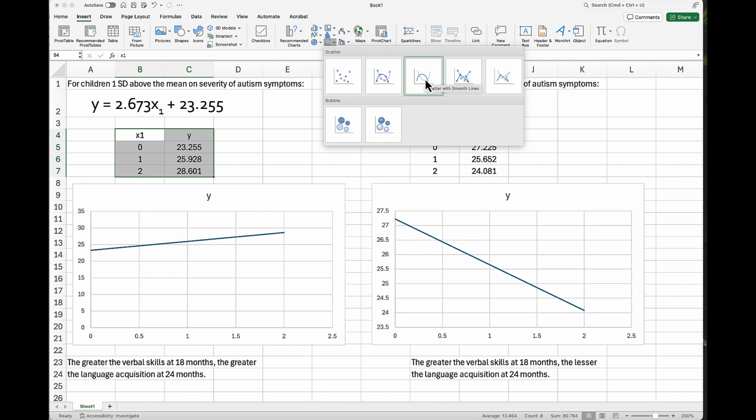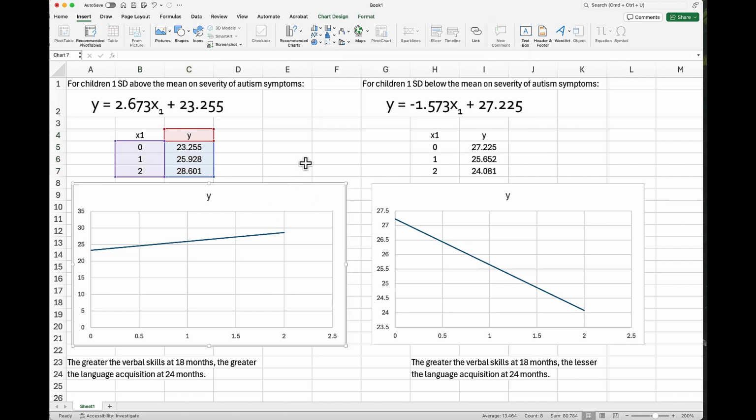And so I hit scatter with smooth lines, that's what it's called, I guess, and it gave me this graph down here. And then I did it twice, once for 1 standard deviation above and once for 1 standard deviation below. And then I made a little conclusion at the bottom. You can contrast these two graphs because one of them has a slope going up and the other has a slope going down, and that's because of the slope value in the equation. One of them's positive and one of them's negative. So on the left, it looks like a positive slope, and the conclusion is that the greater the verbal skills at 18 months, that's your x1, the greater the language acquisition at 24 months, that's your y.